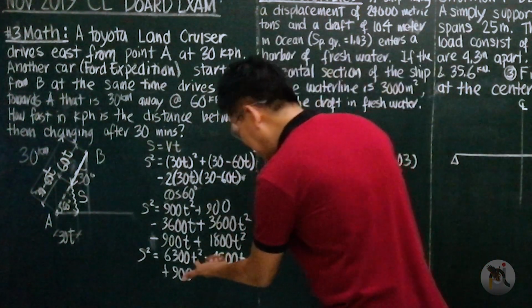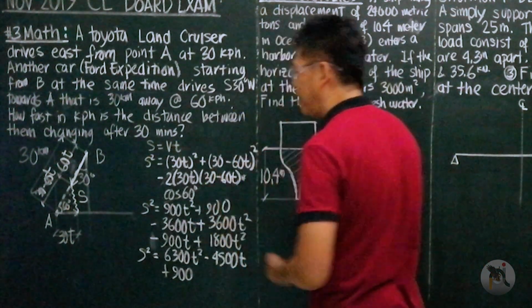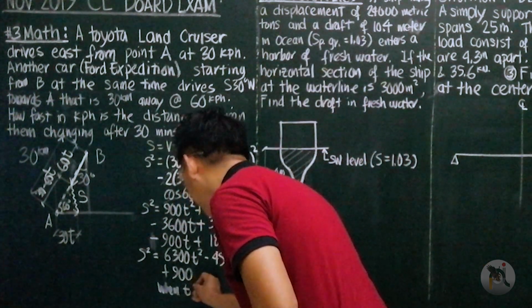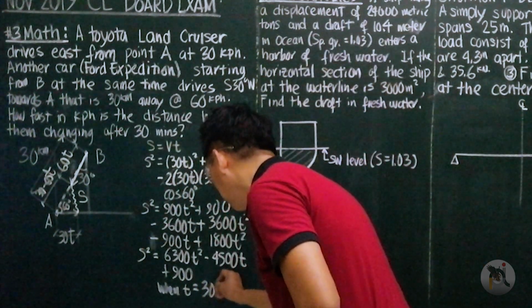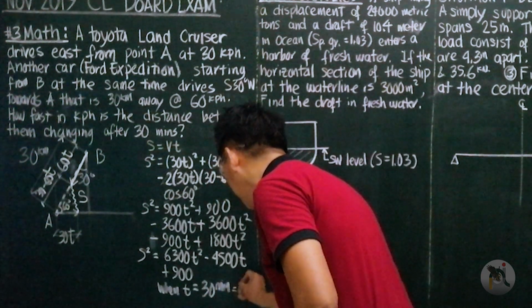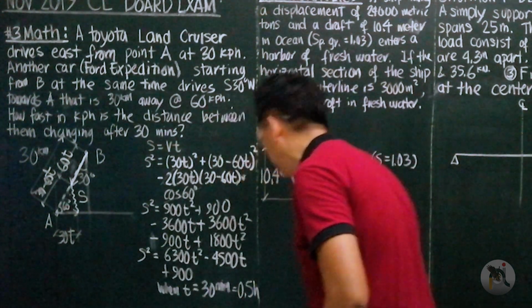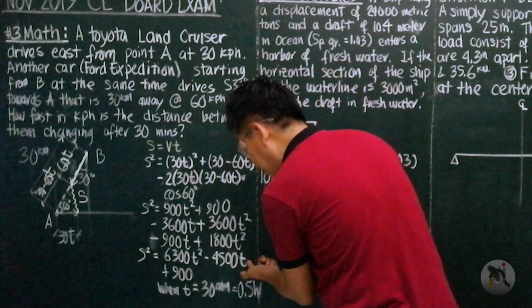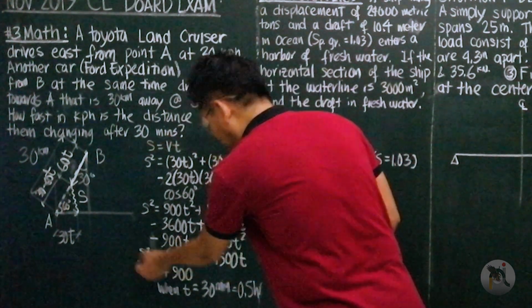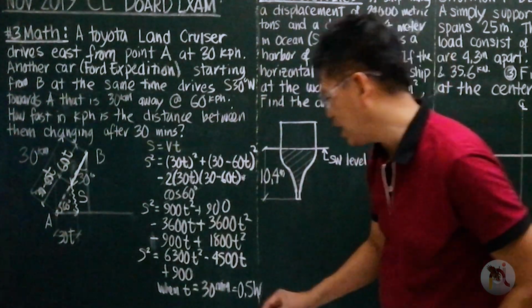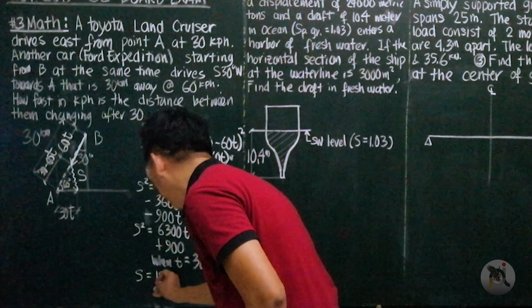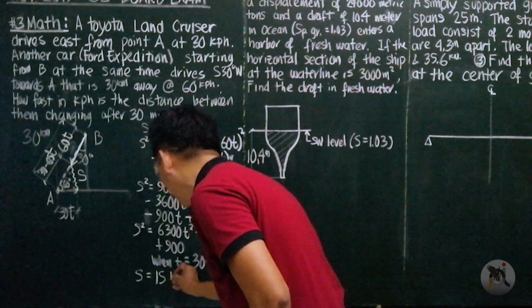Now, when t is 0.5 hour, or 30 minutes, you substitute it here, and then using shift solve, you'll be able to get S is equal to 15 kilometers.